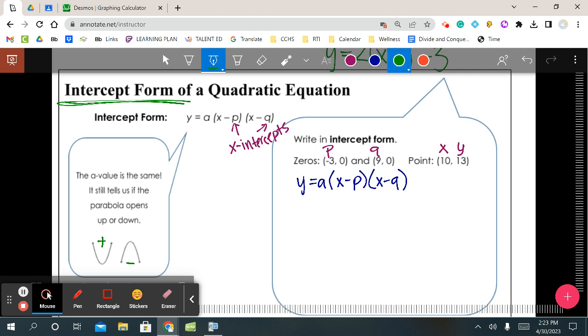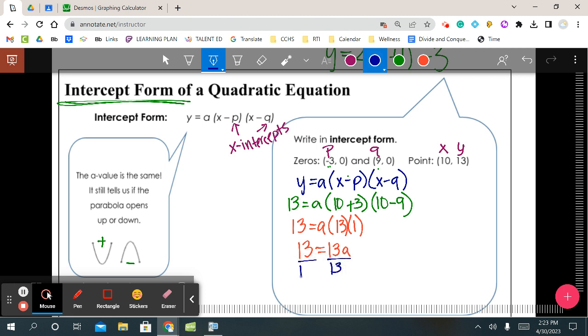So my y is 13. My a, I don't know. My x is 10. My p is -3, so minus a -3 is going to be a +3. Write my x again, which is 10, and then minus my q. My q is 9. So then I'm going to simplify this. I'm going to have 13 times 1, so this is going to be 13 equals 13a. Then I'm going to divide both sides by 13, and my a value is going to be 1.